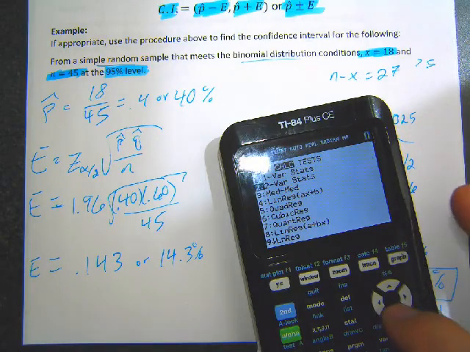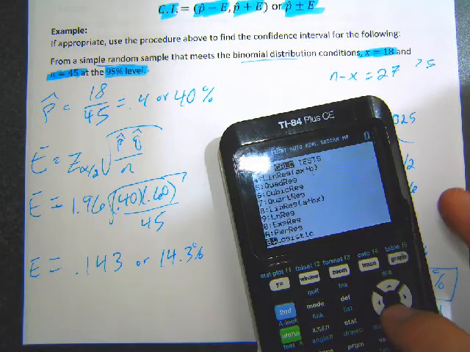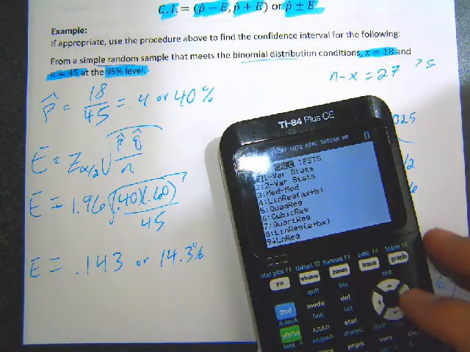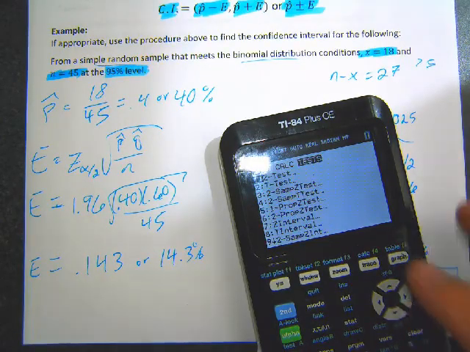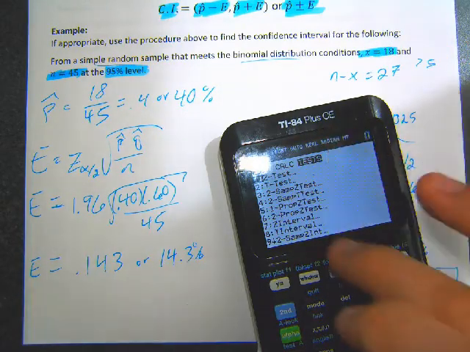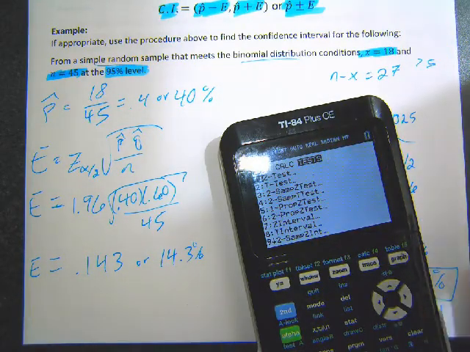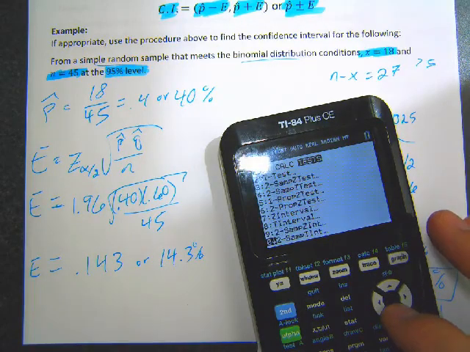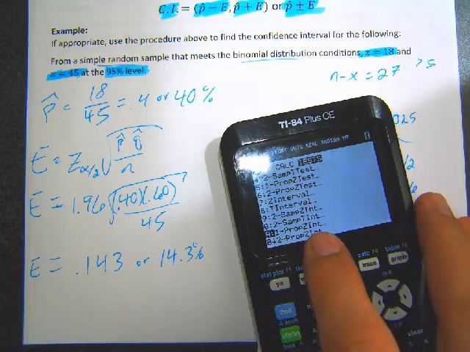So if I scroll down far enough, I'll see one that says, oops, sorry, not calculate, it's tests. And I think it's been a year since I've done this, so I went to the wrong option. It's tests. Tests has all the z intervals and stuff. So to do this, we're going to go down all the way till it says 1-PropZInt.